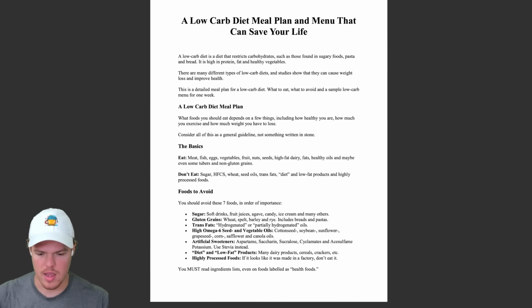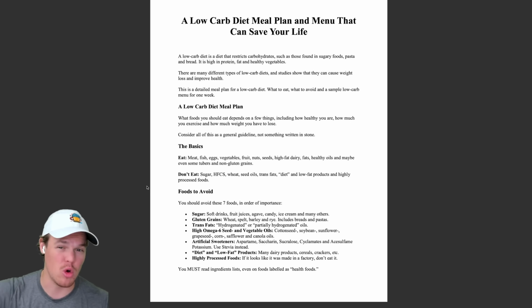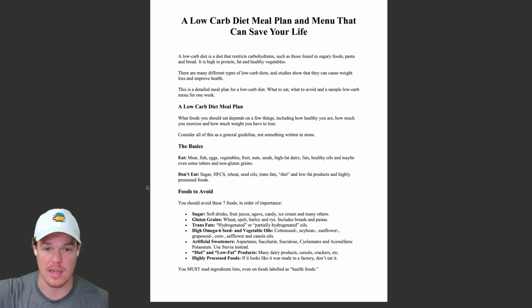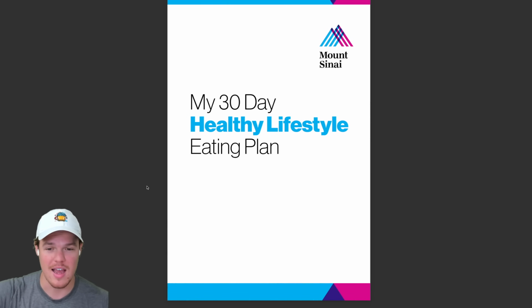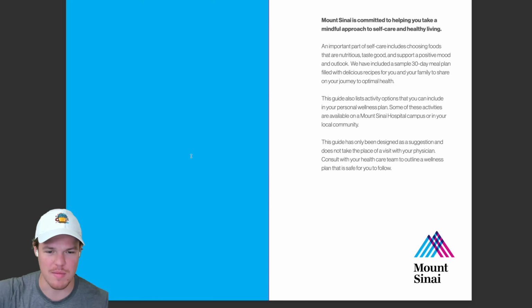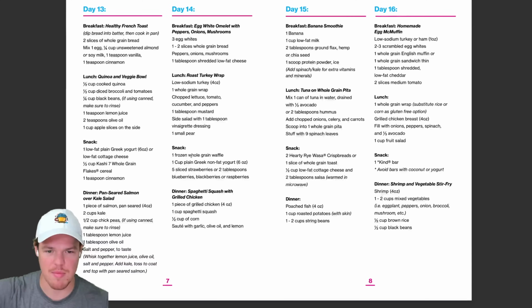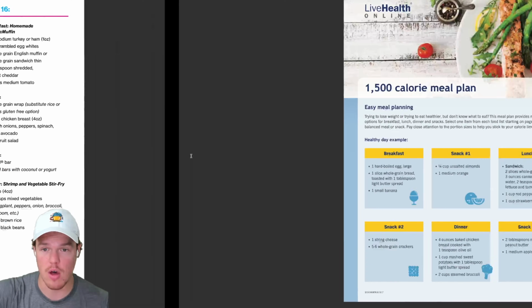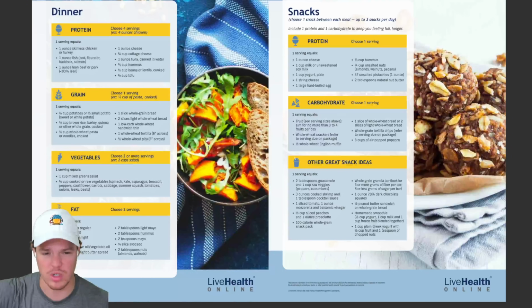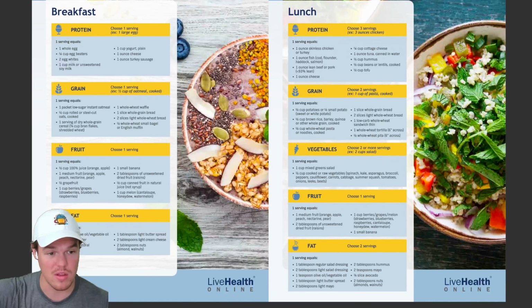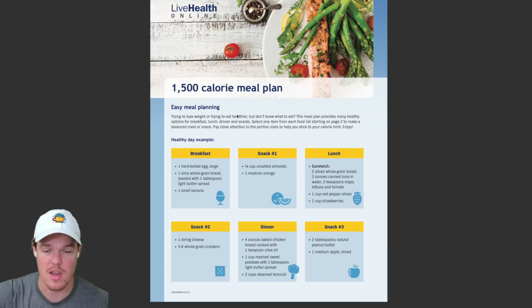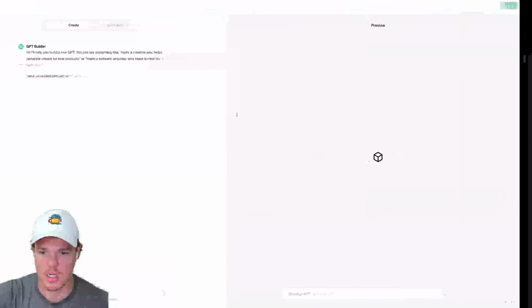Okay, so I went ahead and scoured the internet trying to find free PDFs that give diet tips and structures of this sort. So I got three. I got a low carb diet meal plan menu that can save your life, supposedly. My 30-day healthy lifestyle eating plan. This is pretty in-depth, but it gives a lot of good information on healthy food. And then finally, this one, which aesthetically looks a lot better. But as you know, GPT can actually understand what those images are. Pretty crazy stuff. So let's jump back over to our ChatGPT here and build it out.